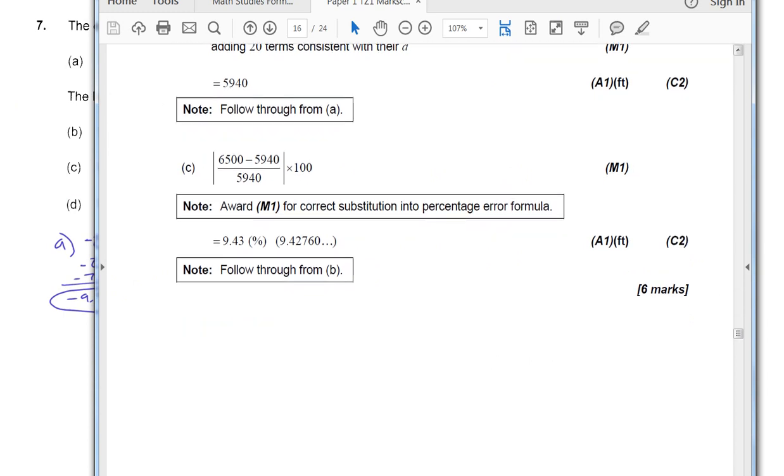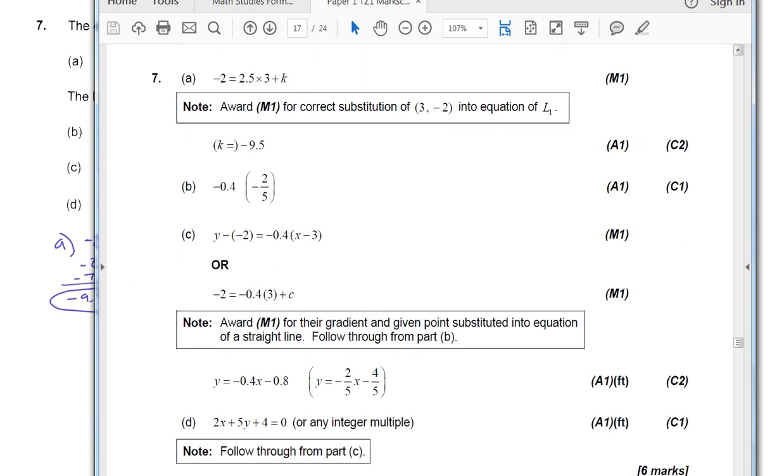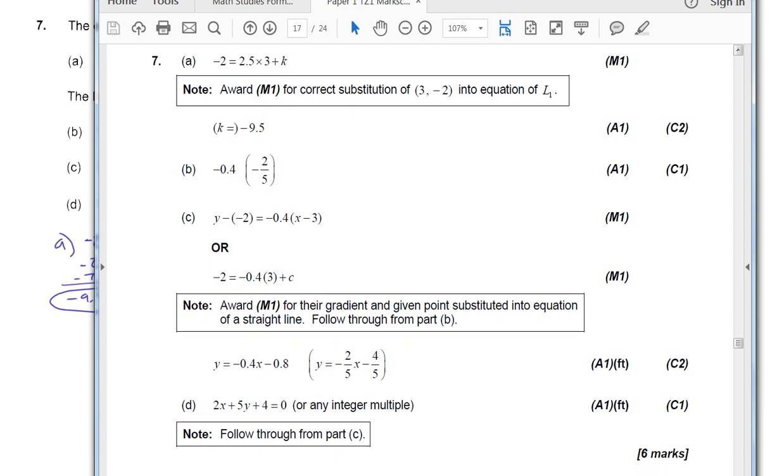Let's see, that's the other one. Let's go down to 7. Okay. First one, award M1 for correct substitution of 3, -2 into the L1 equation, which we did, and we got that k was -9.5, so there's our points for that. Part B, we could have -2/5, which is what we came up with first, and we actually converted it into -0.4 for our next part, so we're good on that.